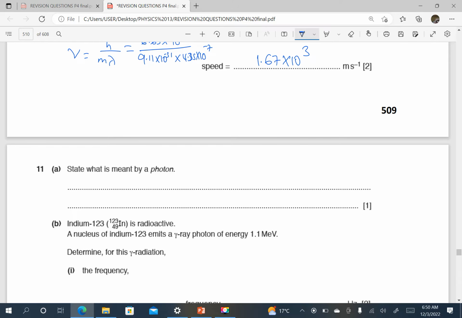State what is meant by a photon. Now we know that a photon is a packet of energy of electromagnetic radiation. It's a quantum of energy of electromagnetic radiation.